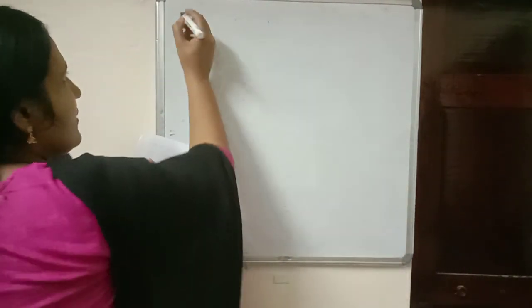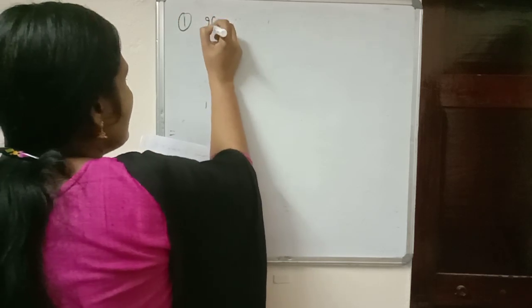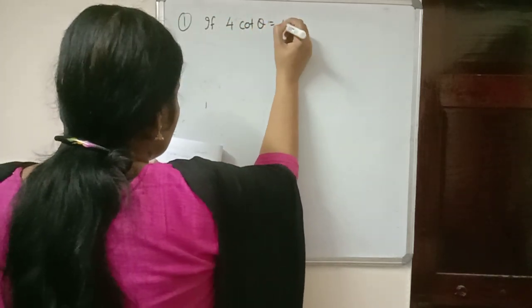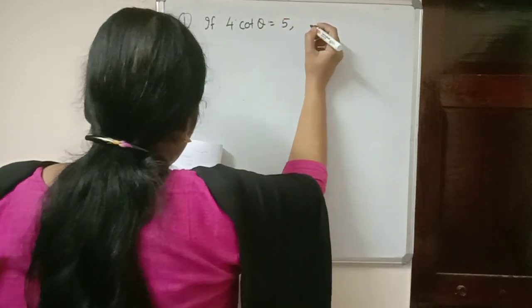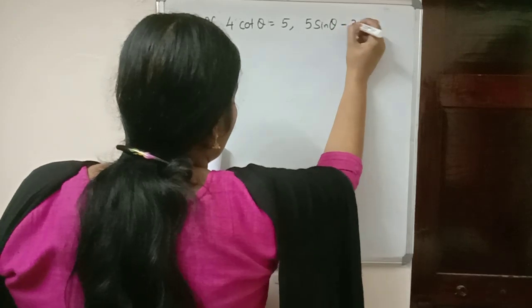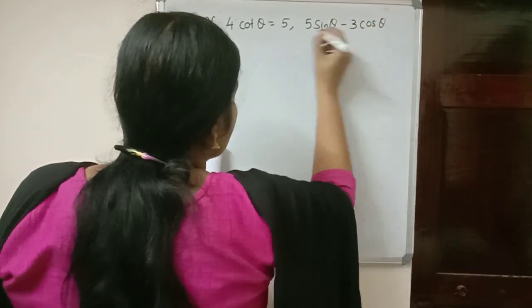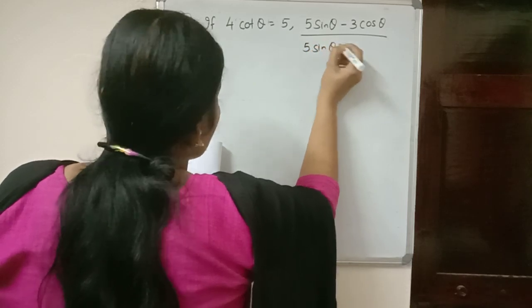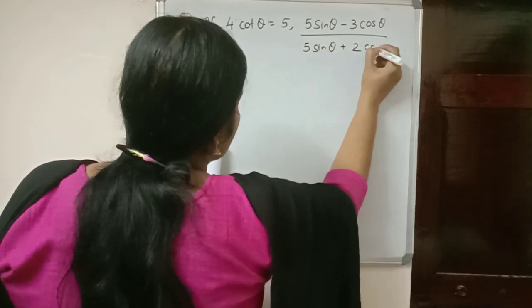Now we'll do some more questions so that your concept will be more clear. Okay, so all of you write down. First question is, if 4 cot theta is equal to 5, evaluate (5 sin theta minus 3 cos theta) by (5 sin theta plus 2 cos theta).